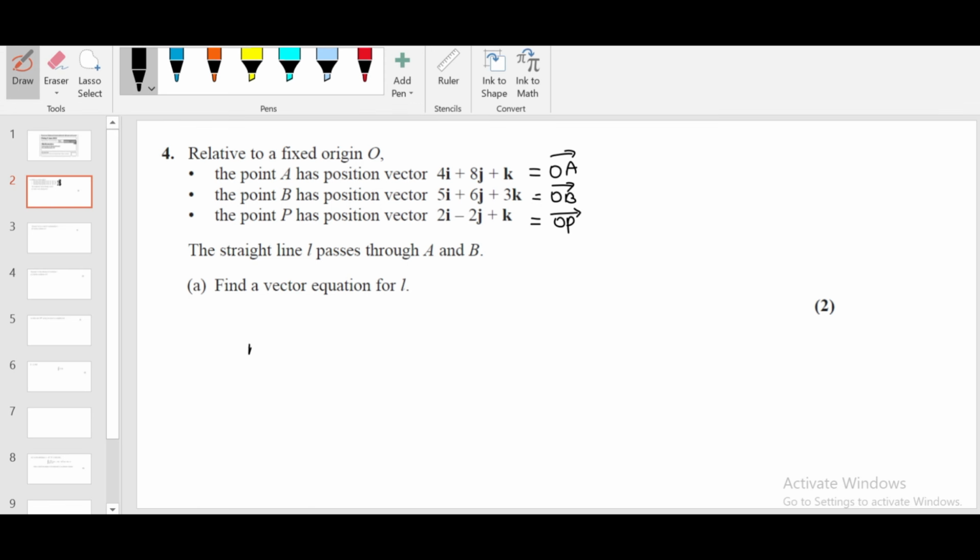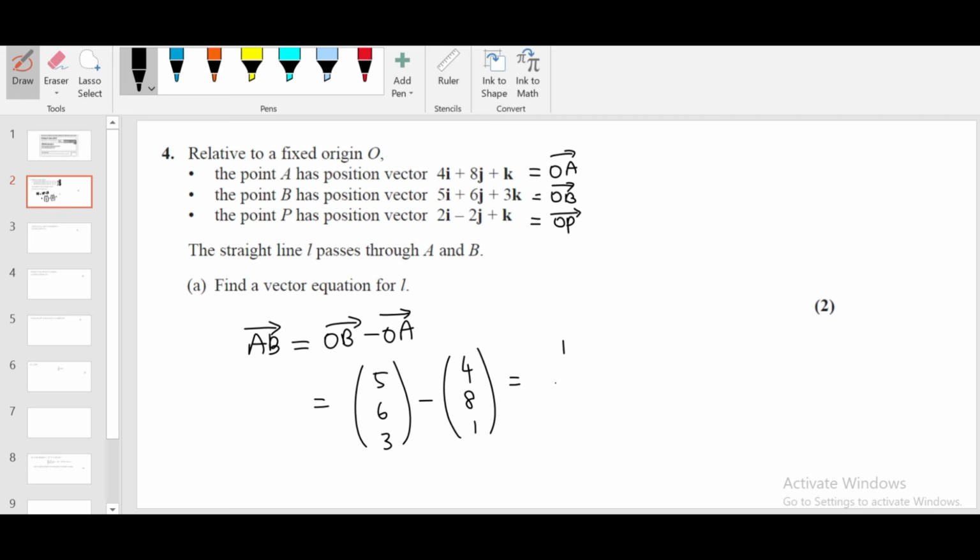So first you need to find the AB vector. Remember this rule, OB minus OA. That's a very important rule here. So OB is (5, 6, 3) minus OA, which is (4, 8, 1). So we'll get (1, -2, 2).